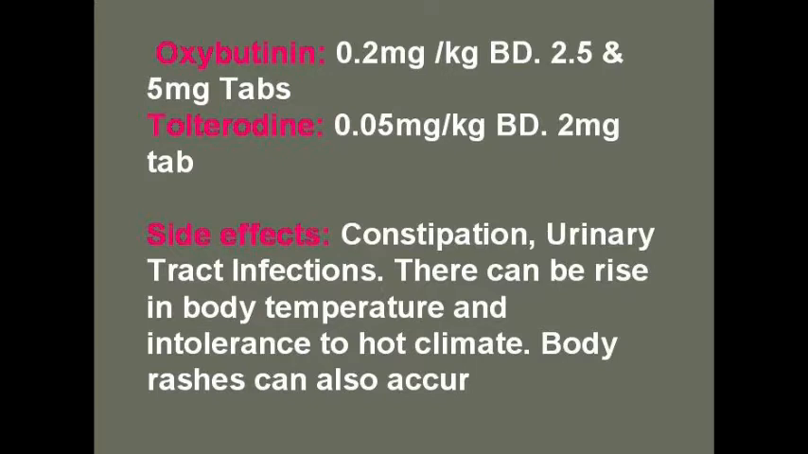And tolterodine is another drug that can be used, at 0.05 milligram per kg BD, and it comes as a 2 milligram tablet. The only problem with tolterodine is that the dose the child requires is so small and the tablet so big that, for a 10 kg child, you can easily give an oxybutynin 2.5 milligram tablet BD, whereas with tolterodine it will be 0.5 milligram, which is 1/4 of a 2 milligram tablet. So the dosing becomes a little difficult there.